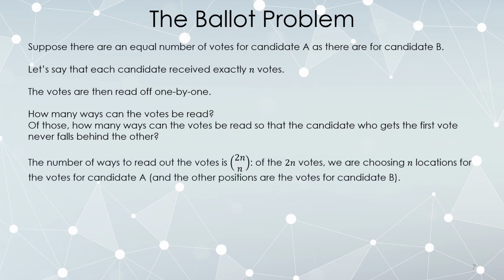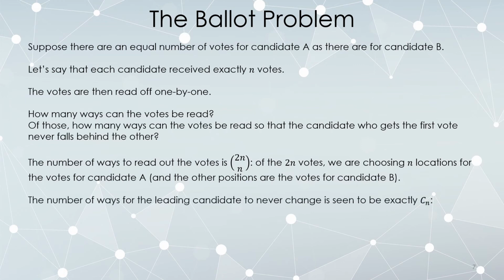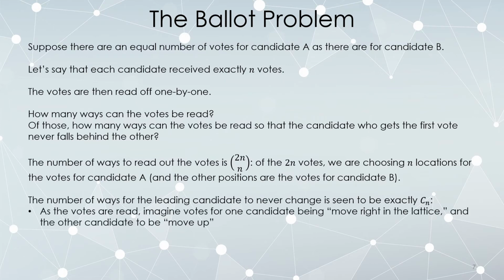Well, the number of ways to read out the votes is 2n choose n. Of the 2n votes, simply choose the n locations for the votes for candidate A. The other positions are therefore for candidate B. So 2n choose n will be the number of distinct readings of the vote tally you could possibly have. But the number of ways for the leading candidate to never change is exactly the nth Catalan number.